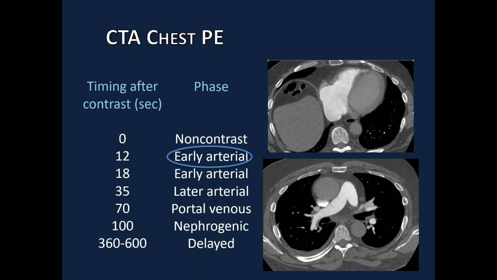The PE study is an early arterial phase. We wait 12 seconds after injecting contrast before imaging. 12 seconds is approximate. Most scanners will have a system in which they look at the pulmonary artery, track the opacification, and then trigger the scan right at the moment where it's best. That gives us good opacification of the pulmonary artery and ultimate sensitivity for looking for pulmonary embolisms.